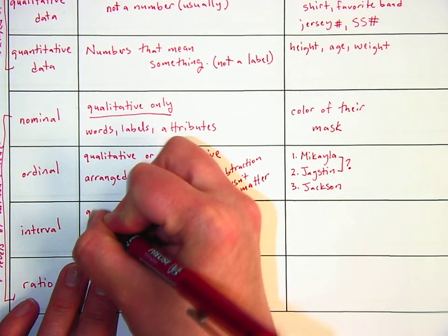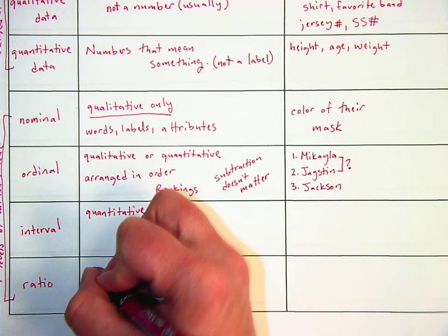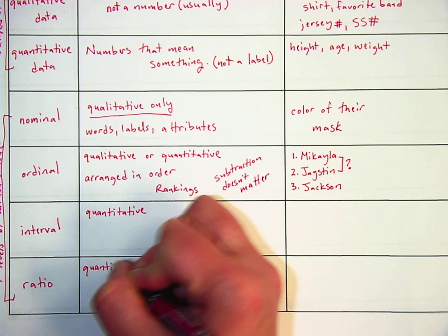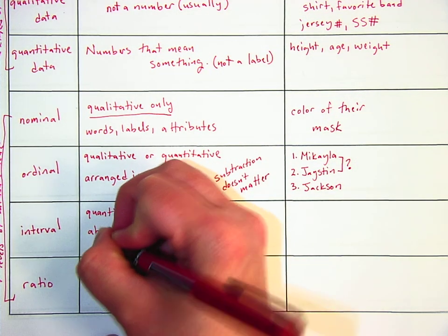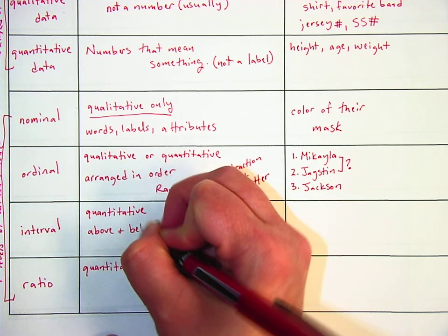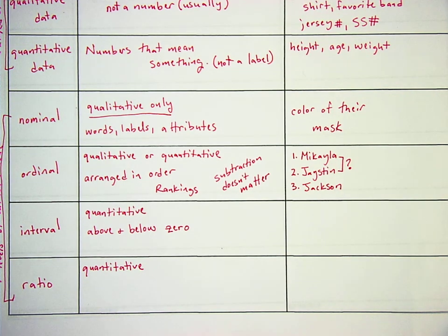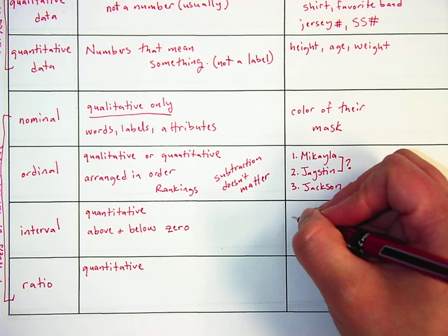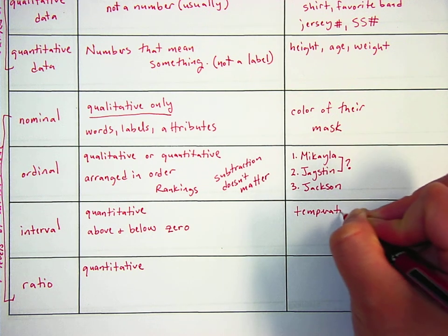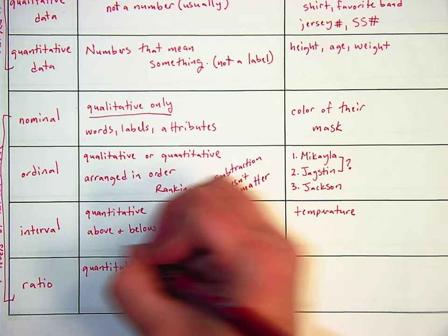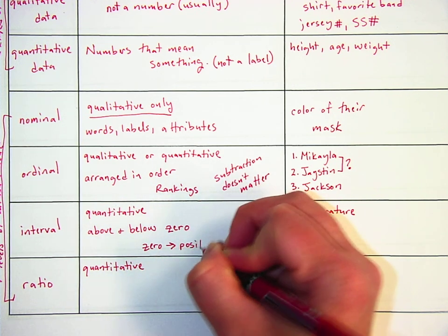Interval is only quantitative. So is ratio, by the way. And with this one you can go above and below 0. This is stuff like temperature. And in this case, 0 is just a position on the scale.